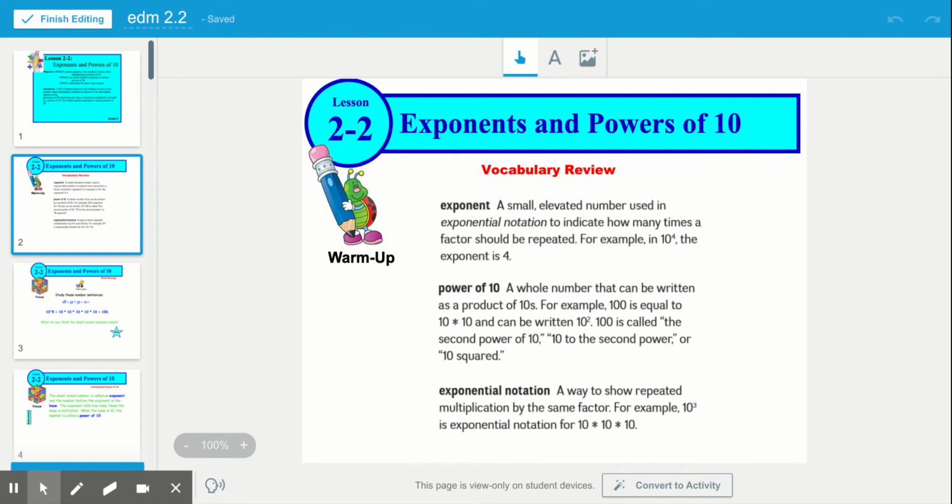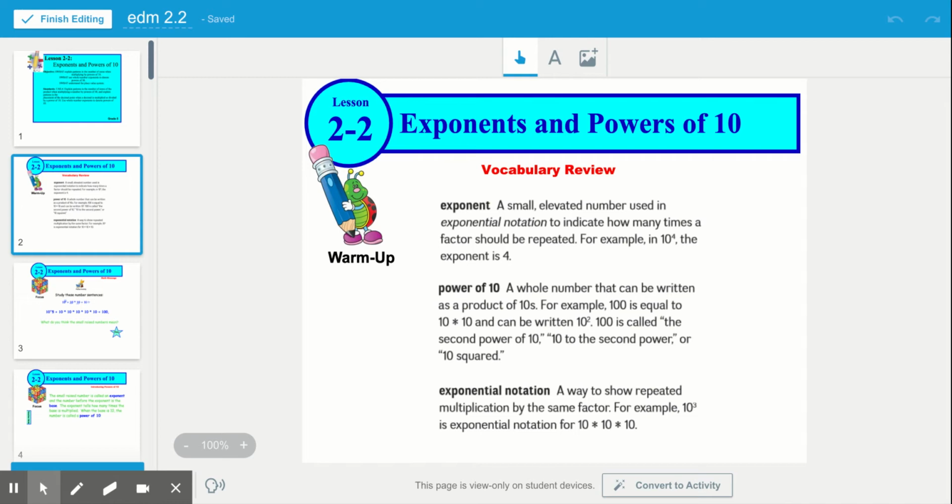Power of 10, a whole number that can be written as a product of tens. For example, 100 is equal to 10 times 10. So the product of 10 times 10 is 100. It can be written as well as 10 to the second power or 10 squared. 100 is called the second power of 10, 10 to the second power, or 10 squared.